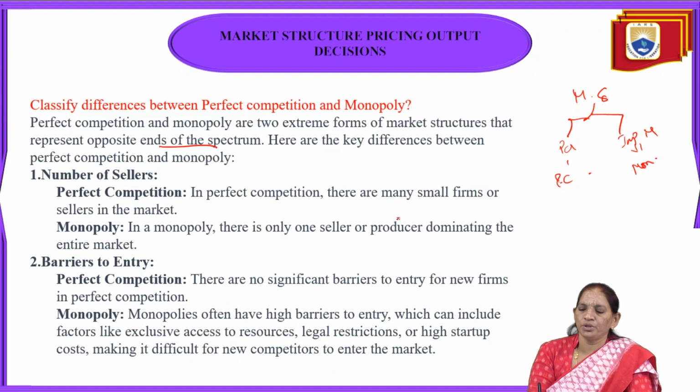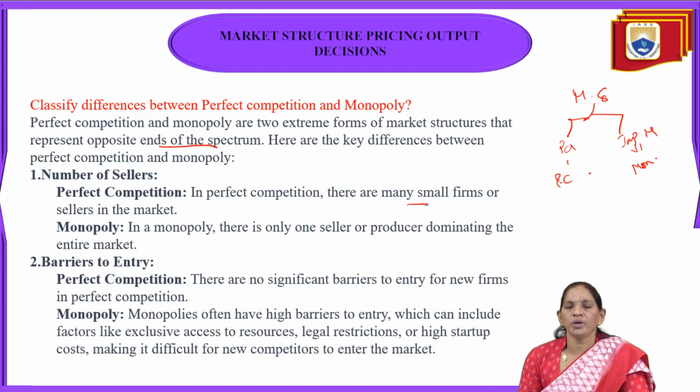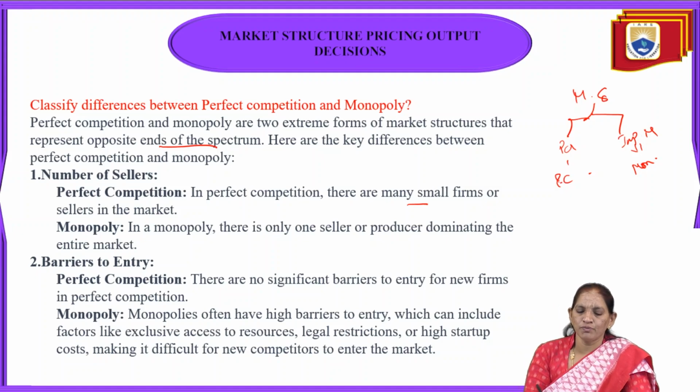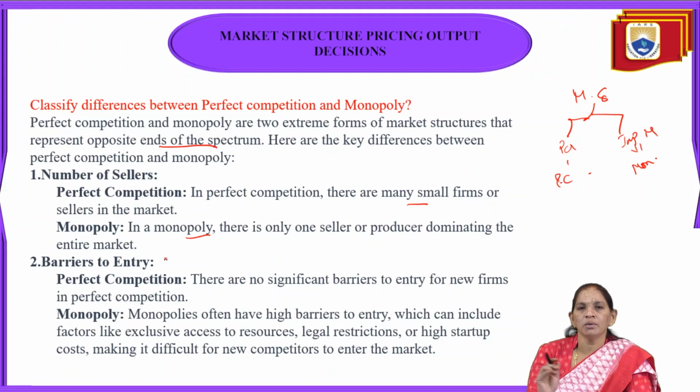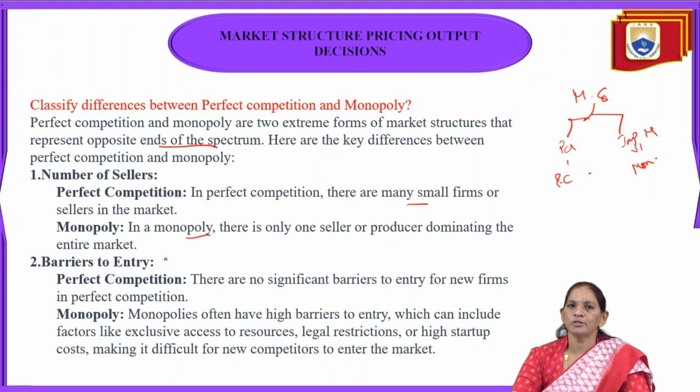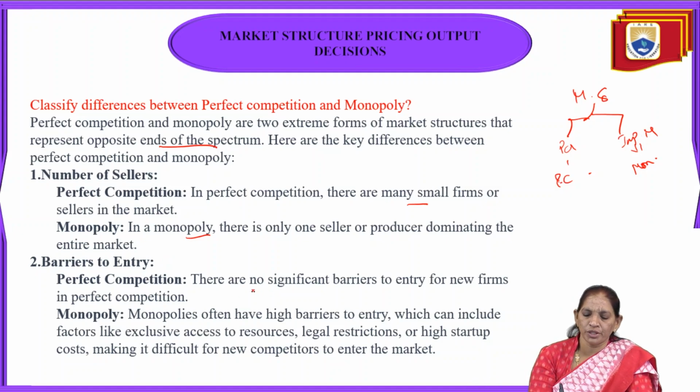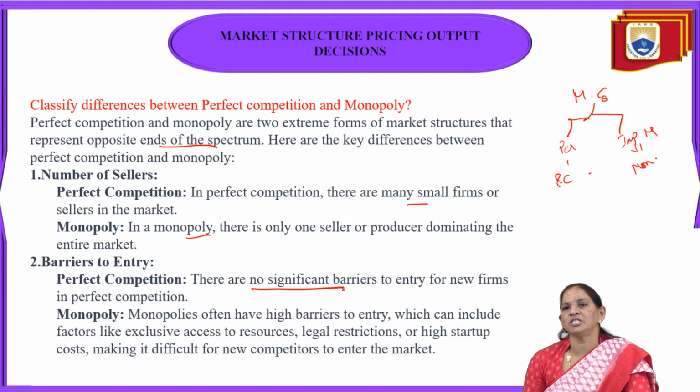In perfect competition, there are many small firms, with a number of buyers and sellers, producing identical products. But in the case of monopoly, we can identify only one producer, or one person who dominates the entire market. Next, barriers: in perfect competition, there are no significant barriers to the entry of new firms or the exit of firms.